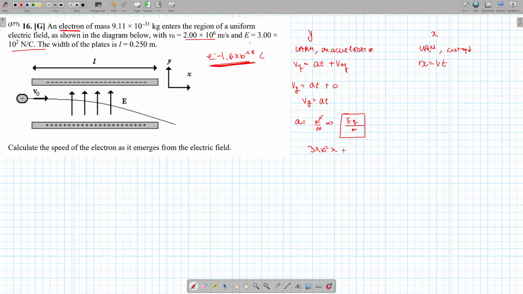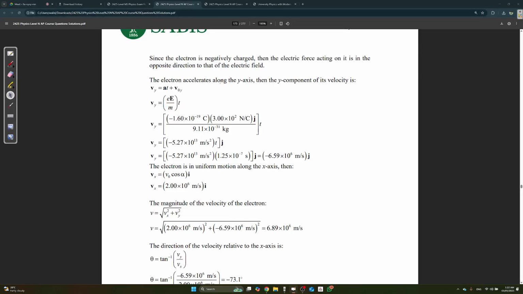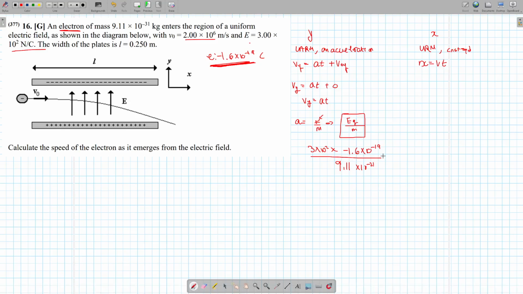So times the charge, negative 1.6 times 10 to the power of negative 19, over the mass of the electron, which is 9.11 times 10 to the power of negative 31. And you're going to get negative 5.27 times 10 to the power of 13. Hold up, negative 5.27 times 10 to the power of negative 13. So this is our acceleration. So going back here, Vy is equal to negative 5.27 times 10 to the power of negative 13 t.